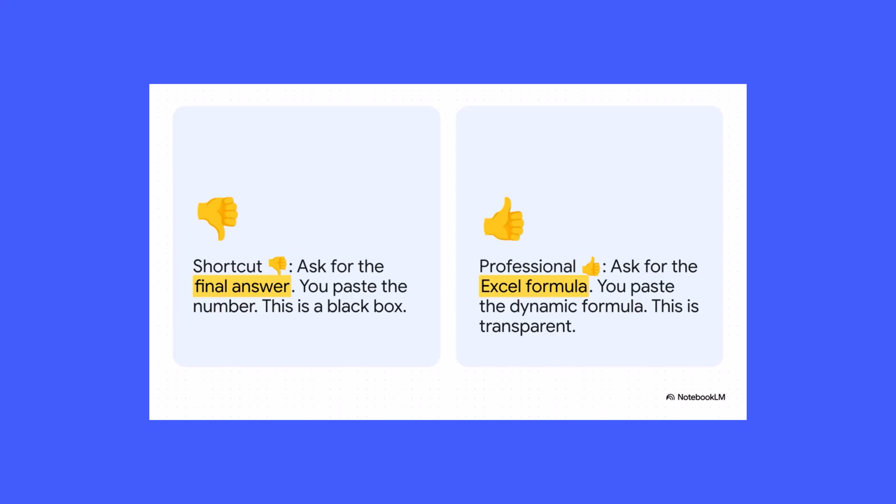The professional way? You ask, what is the Excel formula to calculate my total profit? See the difference? Now the AI gives you the process. You paste the formula, not the number. You're using AI to learn and to build something transparent. That's how you really level up.